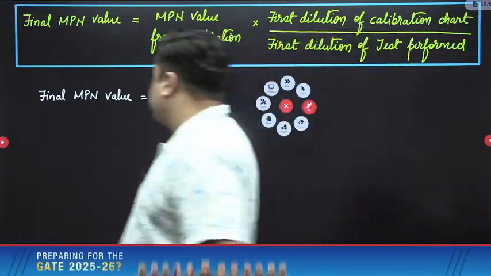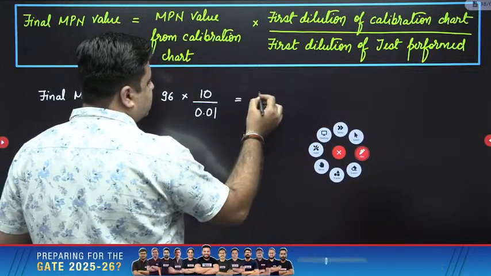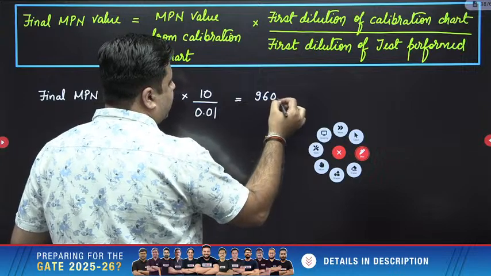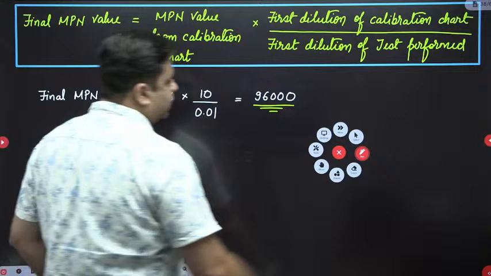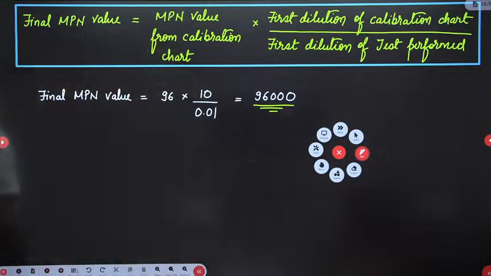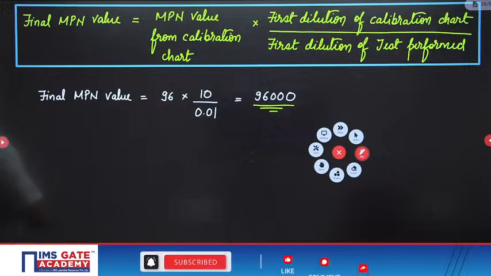What is the answer for this? Final MPN value will be how much? This will be, I think, 96,000. That will be the final MPN value. 96,000 will be the final MPN value. Very good.